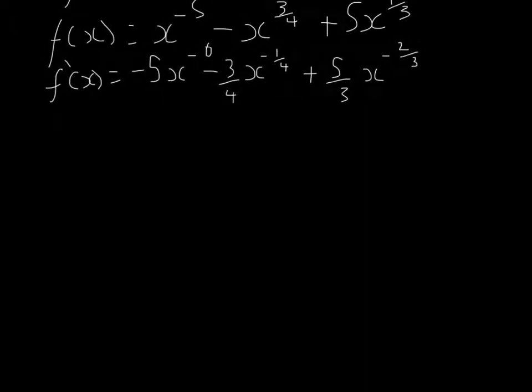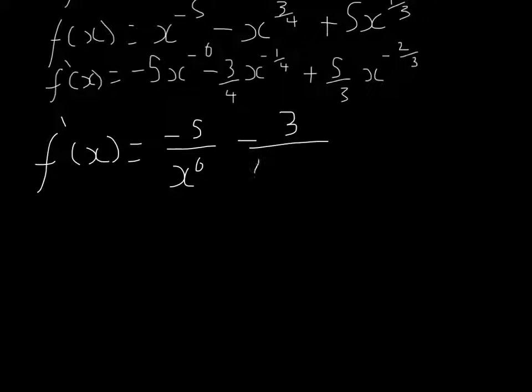Great. Okay, usually the question will ask you to express your answer in positive powers. So we can do that very simply. f dash x equals negative 5 over x to the power of 6 minus 3 divided by 4x to the power of a quarter plus 5 divided by 3 x to the power of 2/3.